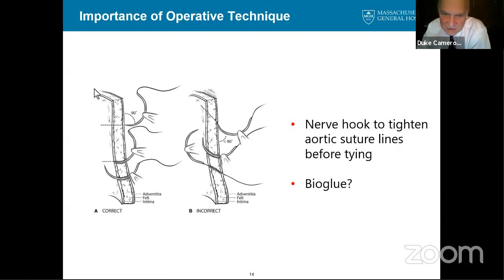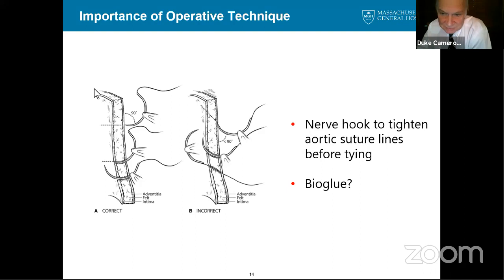So I tend not to make the stitch very tight as I'm making it, and I make the point that they should follow and pull the suture away from the anastomosis, not across it, because that's what tears the aorta. And after the suture is all in and before you tie it, you then go back and use a nerve hook to tighten the suture up. But again, pulling the loop away from the graft, not away from the aorta, so you don't tear it.